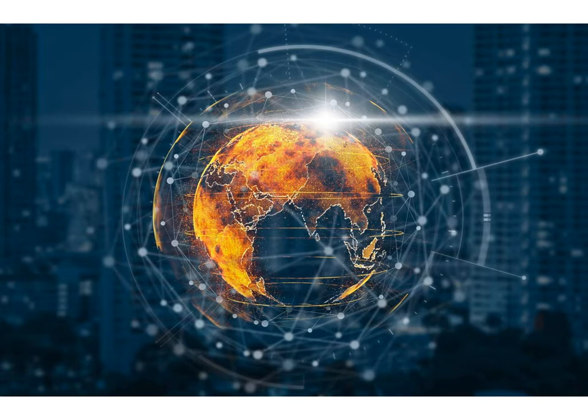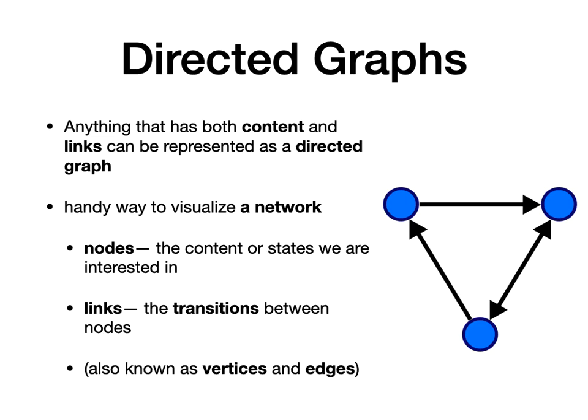So let's talk a little bit about directed graphs. Scale it right back down to boring math stuff. But this is the idea, right? Anything that has both content and links, you can think of as a directed graph. It's a good way to visualize any network. Anytime you think of the word network, you can typically layer a graph over it. So the nodes of the graph are the content or the states that we care about, right? And the links in the graph are the transitions between those nodes.